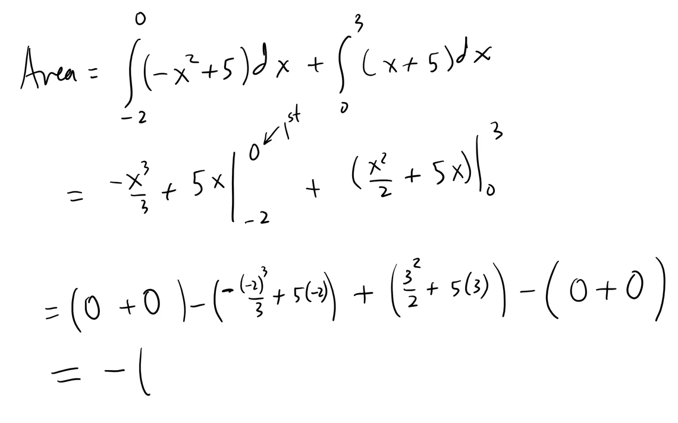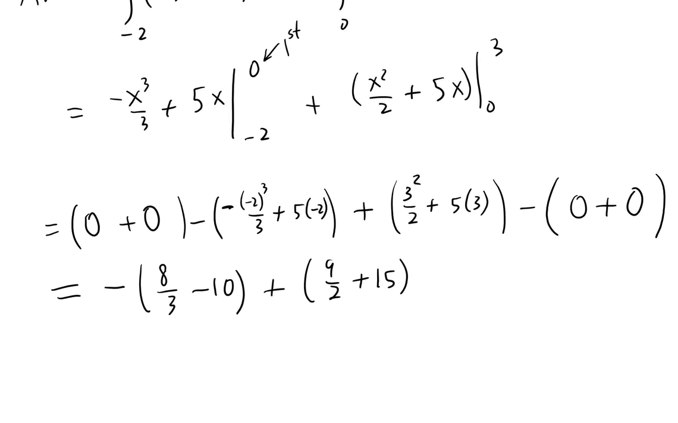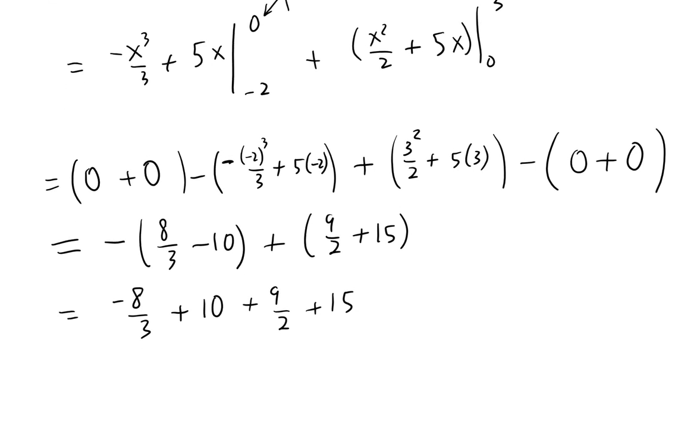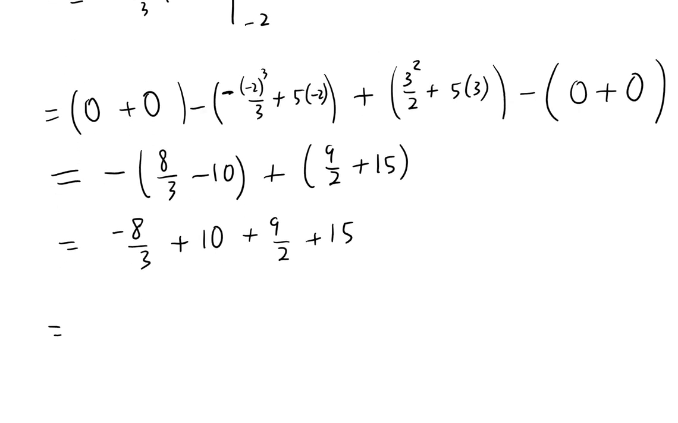Negative. Here we get negative 8 over 3 minus 10, plus 9 over 2, plus 15 minus 0. So what do we get? Negative 8 over 3 plus 10, plus 9 over 2, plus 15. In return, this stays the same, the next fraction the same, and 10 plus 15, 25 over 1.